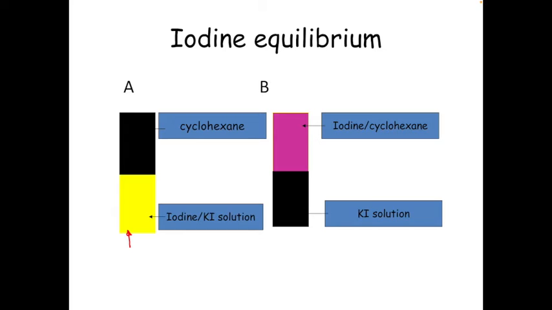What you should see is that the bottom layer in test tube A, when iodine is dissolved in potassium iodide, produces a nice yellowy colour. When the iodine is in the cyclohexane, it produces a nice purpley colour. And you'll see what happens when we shake this up. What should happen is we should have an equilibrium set up, and I'm going to show how this is proven by the experiment.